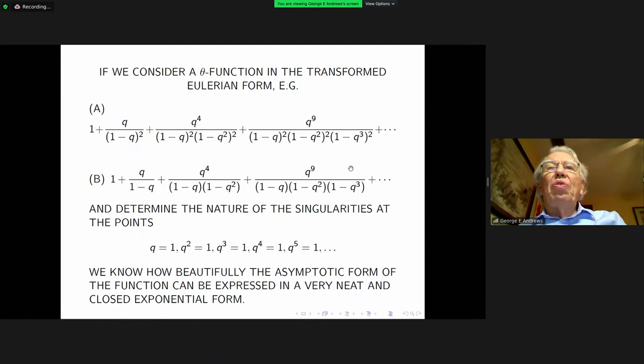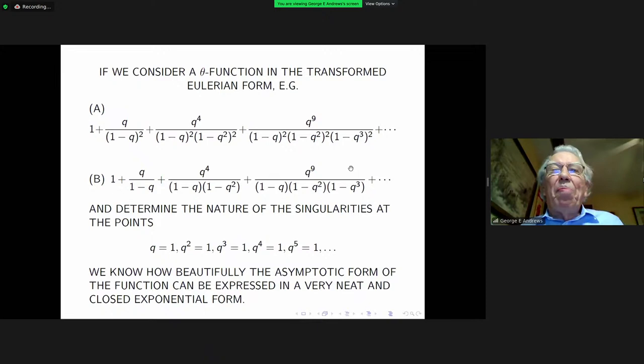Ramanujan notes that it is possible to determine the nature of the singularities at the points, and here, in other words, at the roots of unity on the unit circle. Please forgive my cuckoo clock that is cuckooing in the background. These are the points on the unit circle.